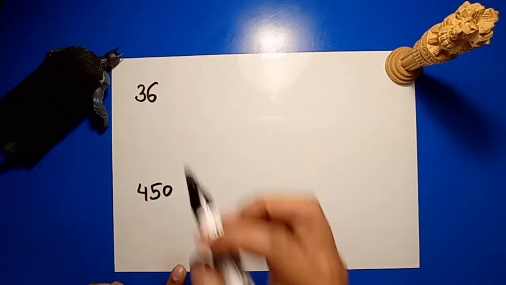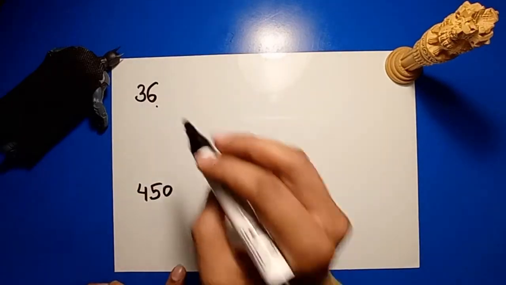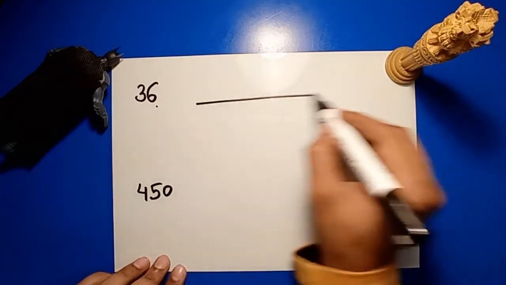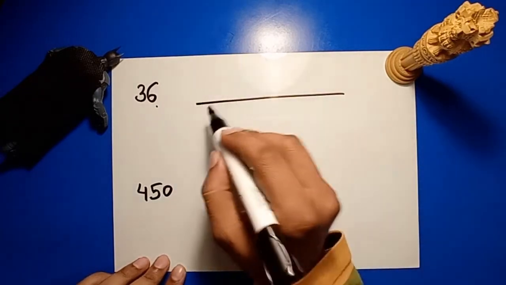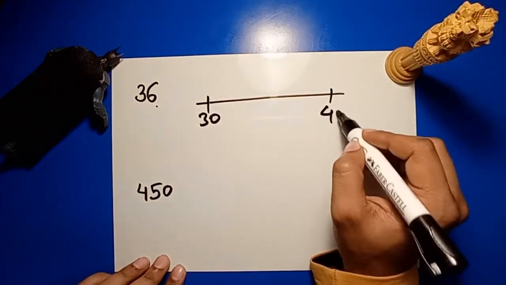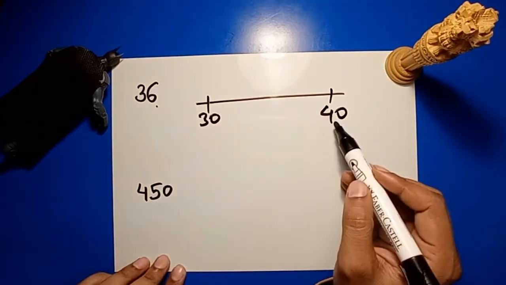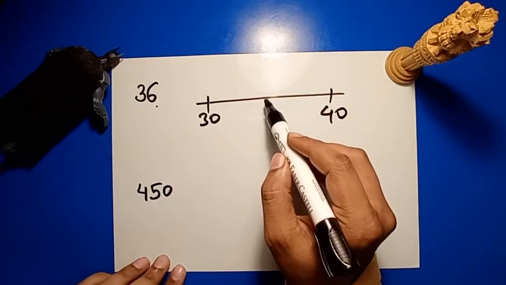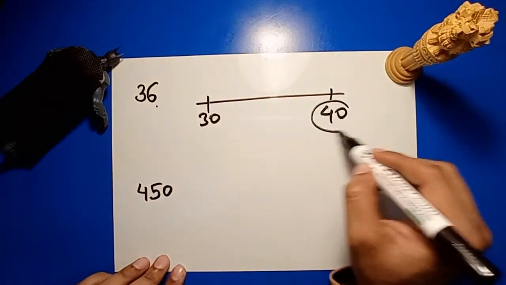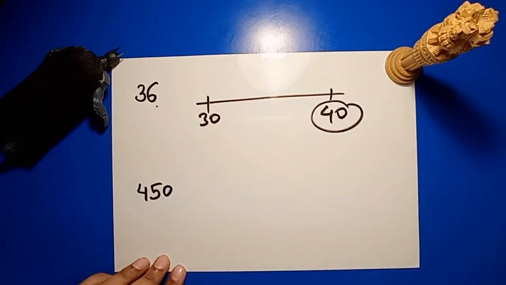Let's take these two examples, 36 and 450. Let's start with this one. First, let's round 36 to the nearest 10. What are the two tens surrounding 36? 30, 40. Where do you think 36 is? 36 is closer to 40 because it is after 35. So 36 gets rounded to 40 when we are rounding to the nearest 10.